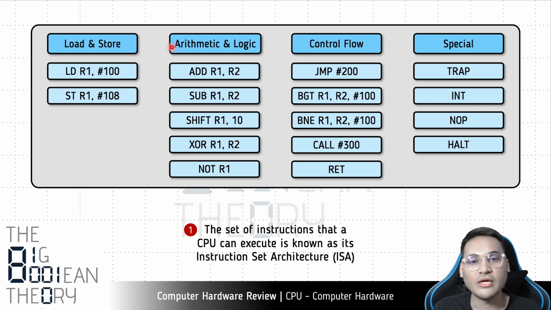Then we have a set of arithmetic and logic operations. These are operations which basically perform some kind of arithmetic operation. Here some operands are combined to form a new result. Some common examples are addition, subtraction, shifting, right? In shifting, you shift the register by certain bits, and some logic operations, NOT and XOR. These are just hypothetical examples, just to give you a basic idea.